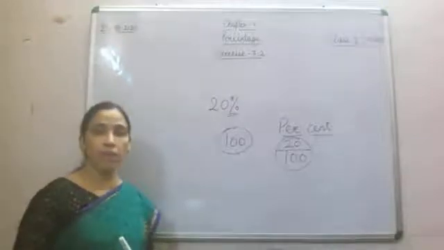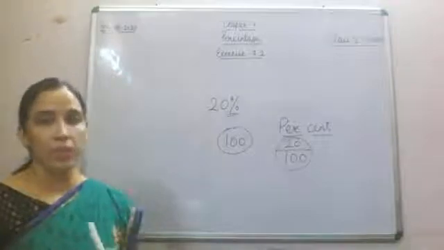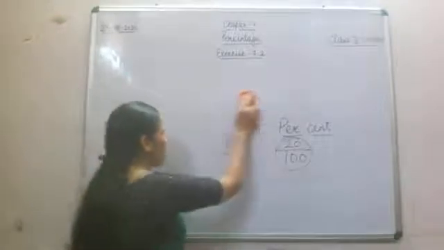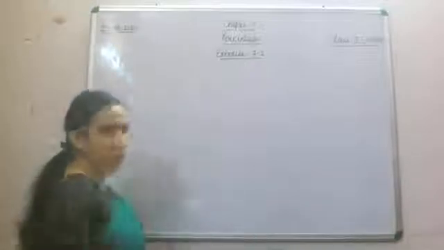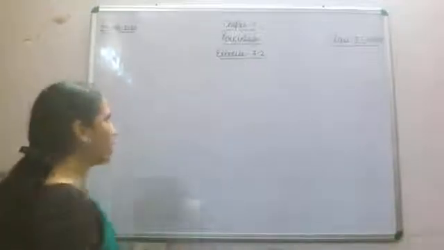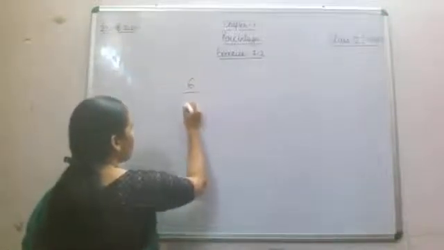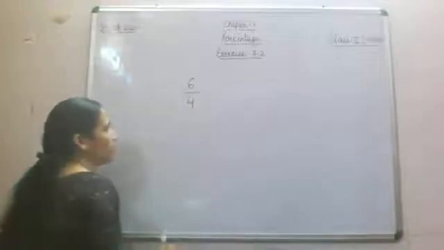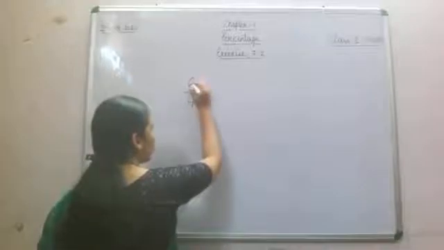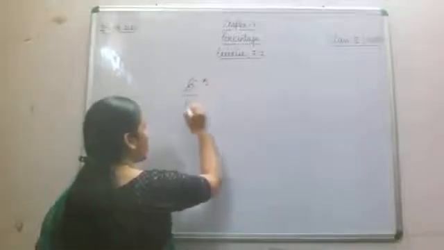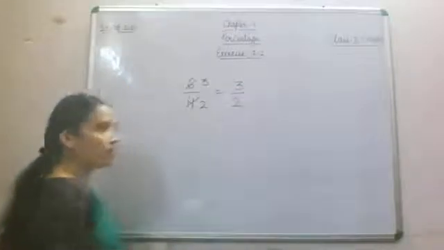After that we have done conversion of a fraction into percentage. So how have we done that? Let's take one example. In yesterday's class, for example, we took the fraction 6 by 4, or we can say that this fraction can be reduced. 2 threes are 6 and 2 twos are 4. So we get a fraction that is 3 by 2.